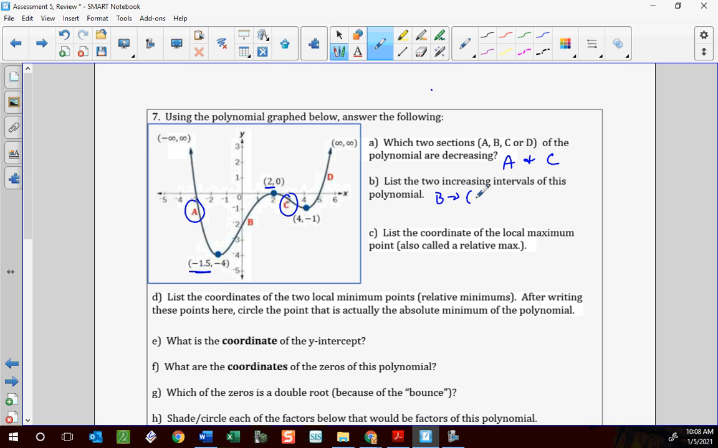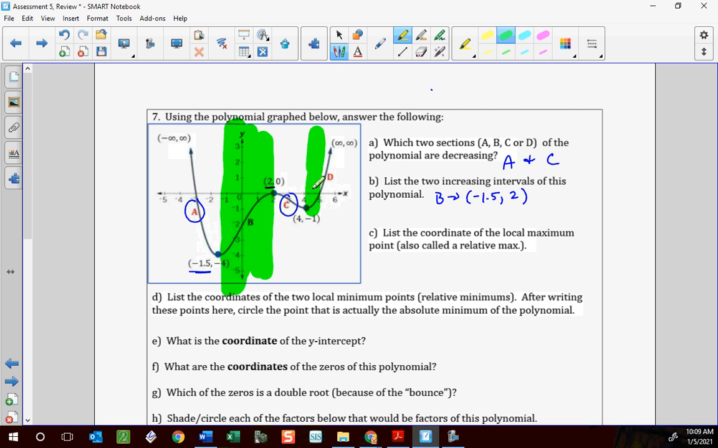So B is named by saying negative 1.5 to 2. Because what you're doing in a sense is you are naming the area. You're saying, oh, from right here all the way to 2. This section of your graph from negative 1.5 to 2, that whole green section is increasing. And then you're naming the next area right here, this whole section is increasing. And so what you're doing in a sense is you're saying from negative 1.5 all the way to 2, and then over here from 4 to infinity. So the next answer is 4 to infinity, and that would be section D.